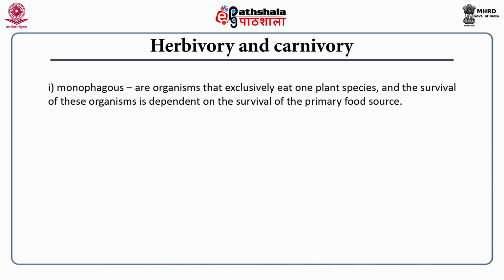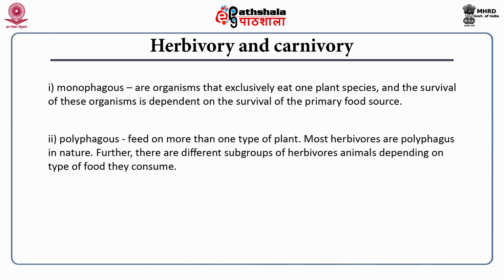Dear student, I will give you one assignment: make a list of some of the animals that are monophagous in nature and also try to find out on which particular plant these animals feed. Then polyphagous, as the name indicates, feed on more than one type of plant. Most herbivore animals are polyphagous in nature. Further, there are different subgroups of herbivore animals depending on the type of food they consume.